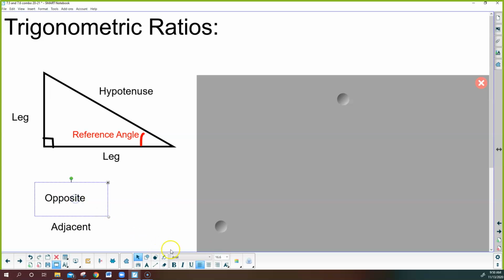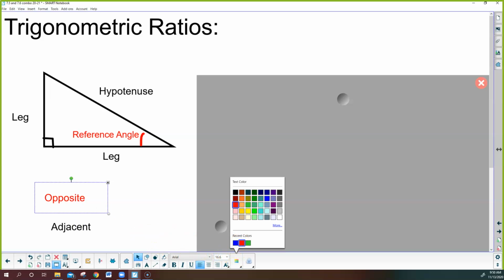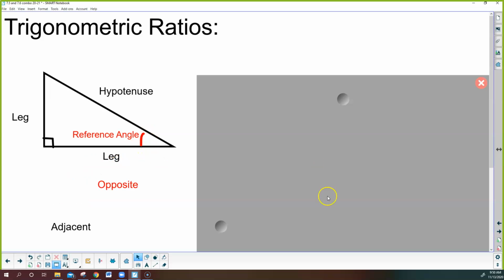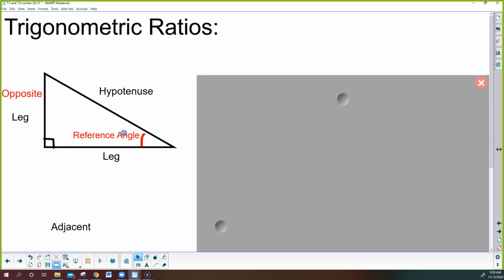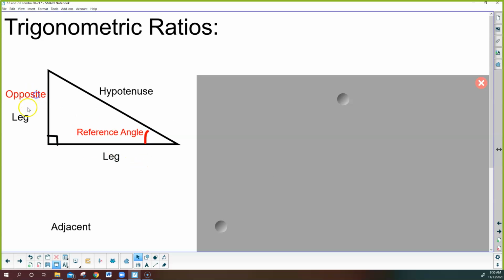Now, this is the important one, the opposite side length. And what we're calling opposite is opposite of the reference angle. So if I take this angle and I go to the side length opposite of it, it's the side that is not touching the given angle. So if this is my reference angle right here, this acute angle, this would be considered the opposite side. The adjacent side is the side length that actually helps make up that angle with the hypotenuse.